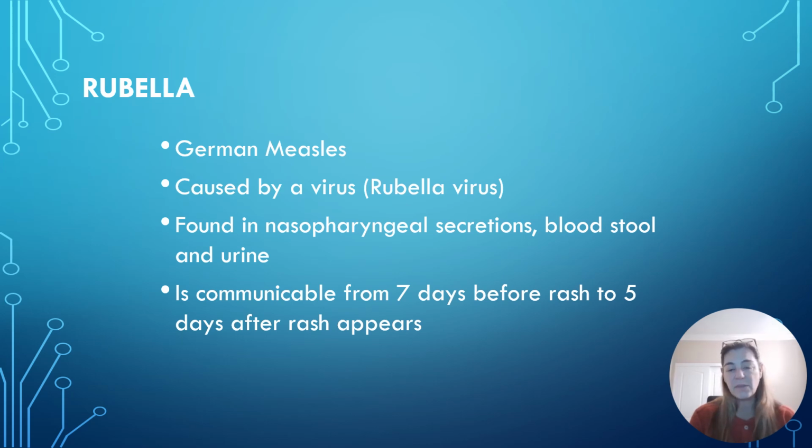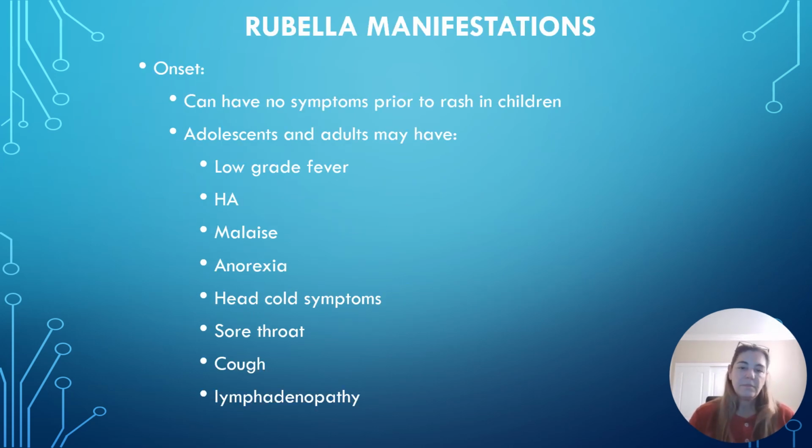It's also pretty contagious because you are able to spread it 7 days before you even really know that you have it, before that rash appears. So no symptoms prior to rash in children. Sometimes they will, sometimes they don't. So they could just erupt in the rash before you know that they have this disease.